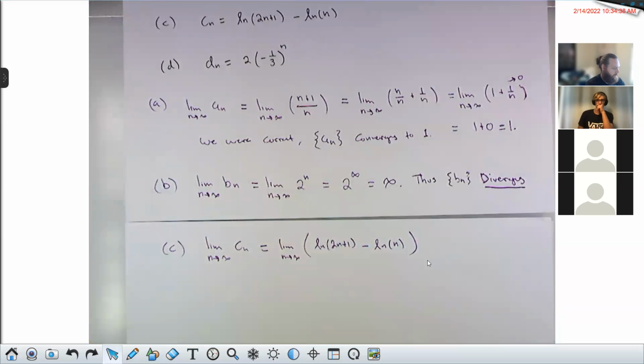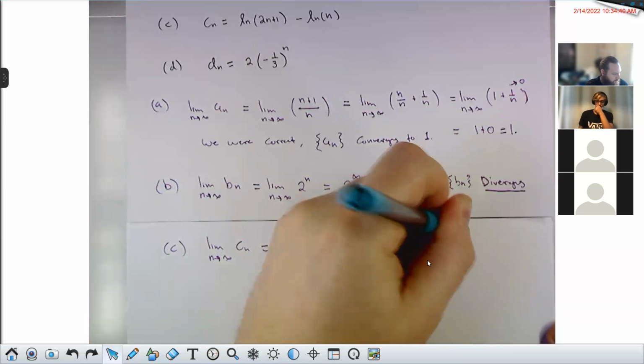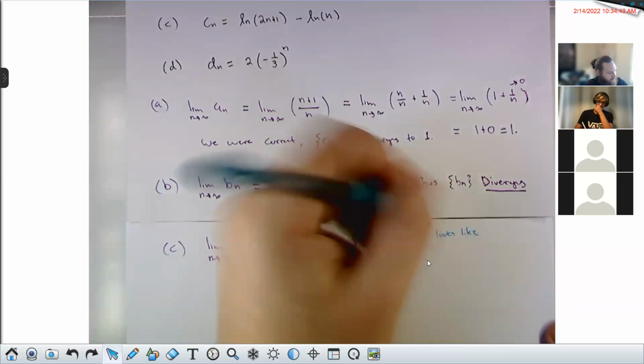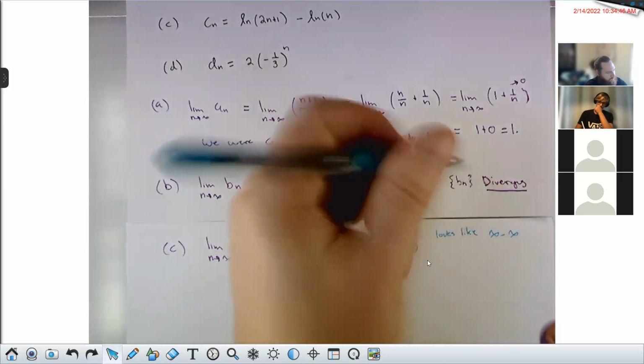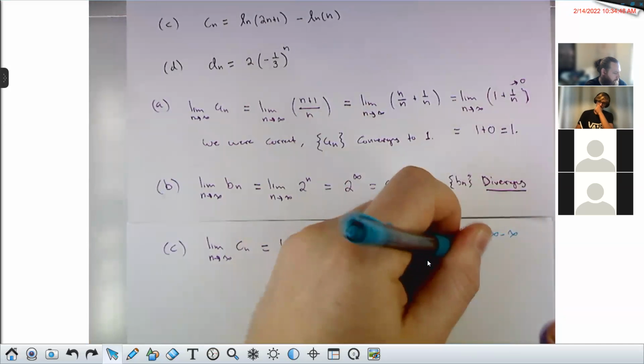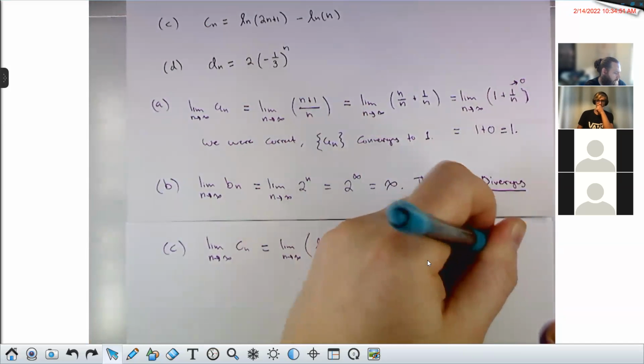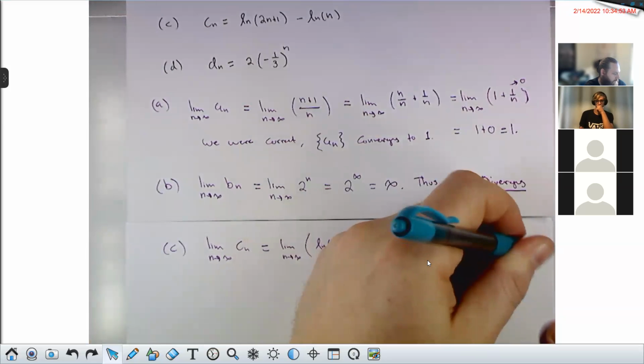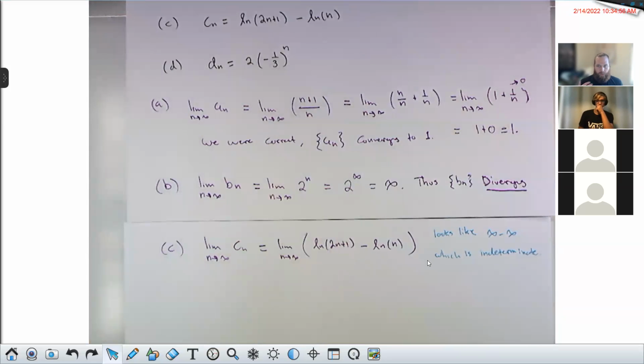So I'm going to just note here, this looks like infinity minus infinity, which is indeterminate. All right, if it was 5 minus 5 or a billion minus a billion, that would be 0, but infinity minus infinity is not 0. Infinity minus infinity is an indeterminate form, which you may recall from the section on L'Hopital's rule. L'Hopital's rule is not necessary for this problem. We're not going to use it. But we do need to recognize that infinity minus infinity isn't 0.